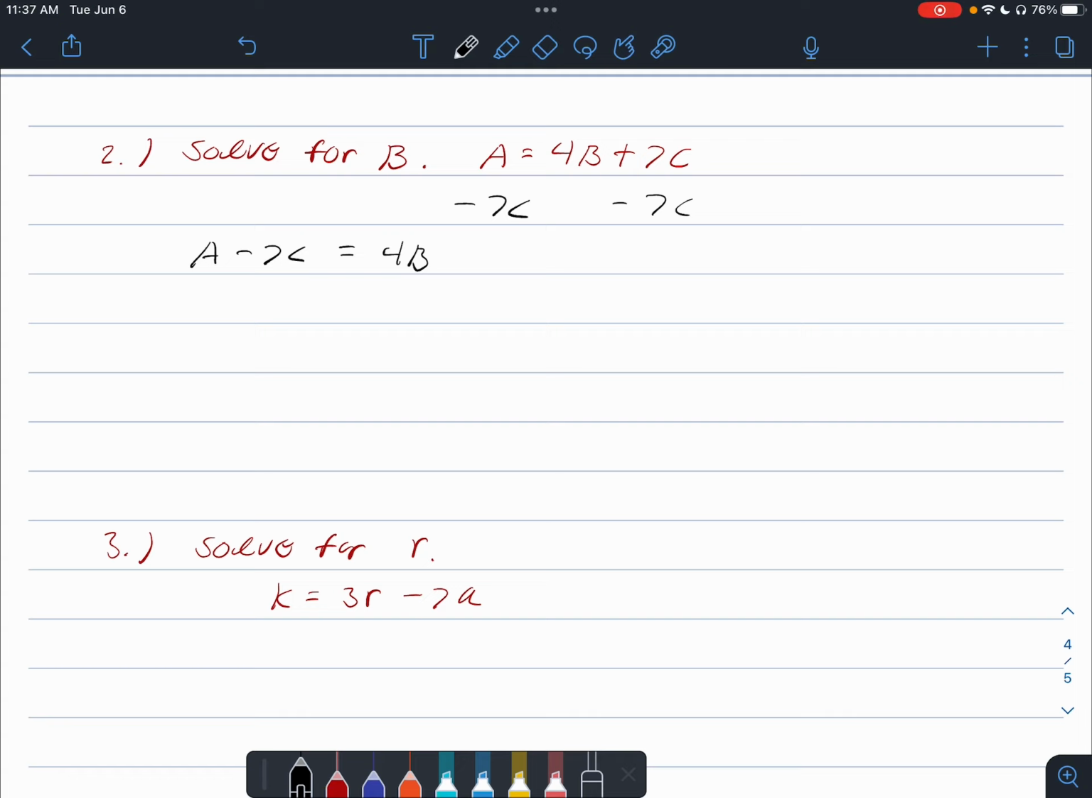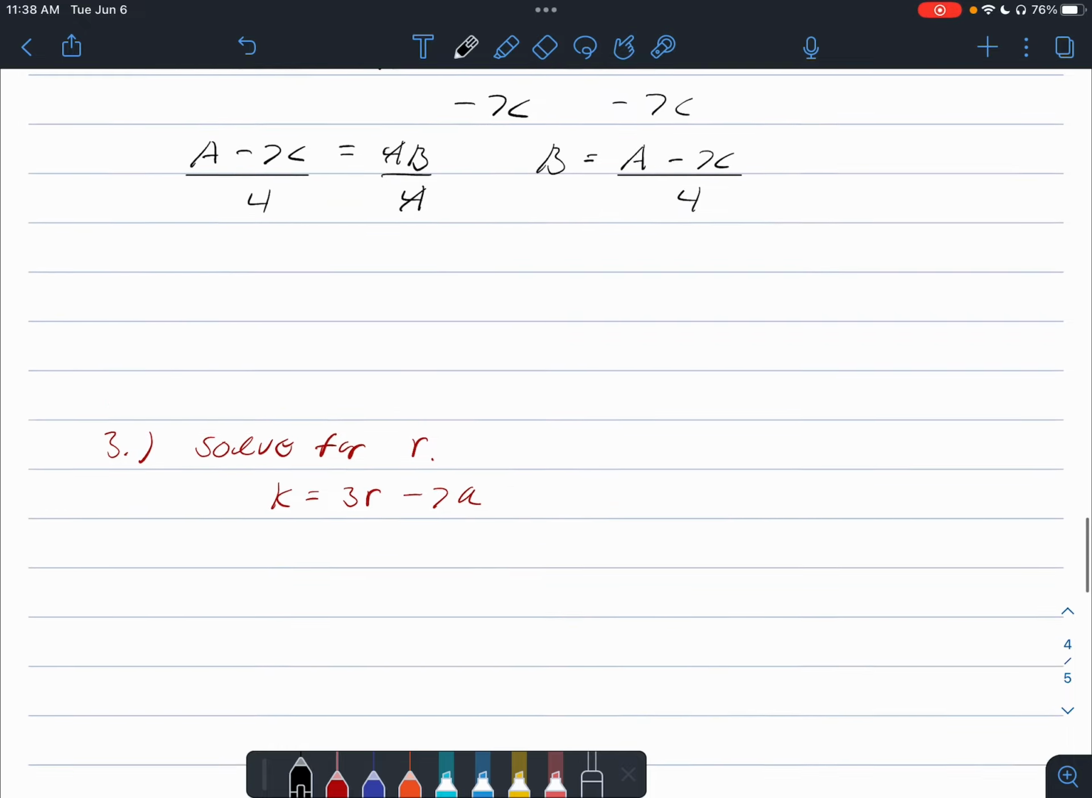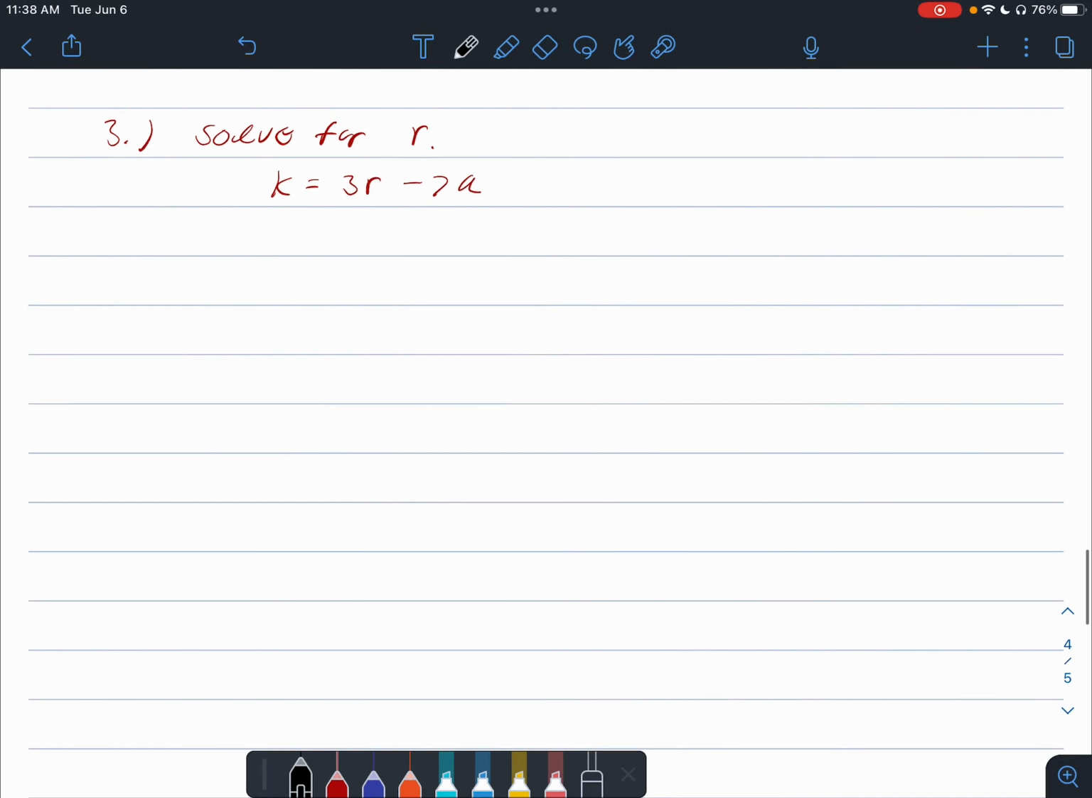So the next thing we can do is divide both sides of the equation by 4. Okay, and these 4's will cancel. And then we're eventually left with b is equal to a minus 7c divided by 4. And I would just leave it like that. I think that's about as simple as you're going to make it there. You can't simplify it any further other than, I guess, separating it into two fractions. Either one will be valid, but we're going to leave it like this. Okay, so we've isolated b.